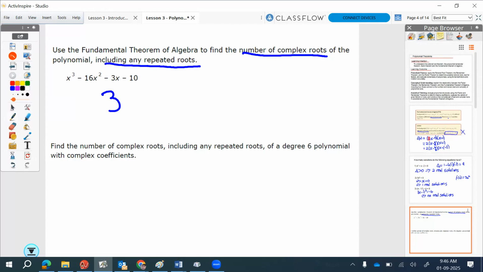So in the next one, find the number of complex roots, including repeated roots, of a 6th degree polynomial with complex coefficients. So how many complex roots, including repeated roots, would a 6th degree have? 6. That's simple.